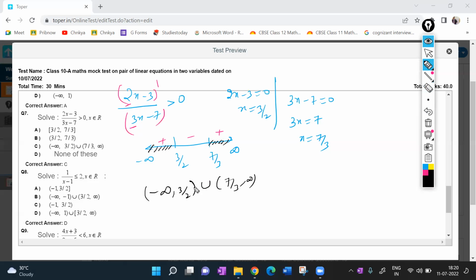Can I include 3 by 2 here? We cannot include it, beta. Why? Because if you include 3 by 2, the numerator becomes 0, and 0 can't be greater than 0. That is an invalid statement. So this is my answer. Option C only is correct here. Option C is absolutely the right answer. Next question.